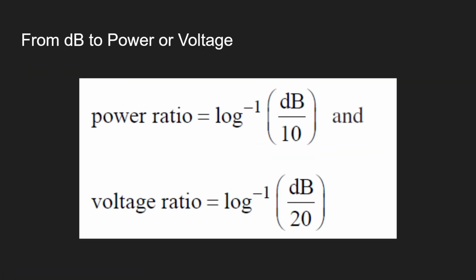Not tonight. Log to the -1 is just 10 to the power. Okay. We have just said dB watts. I'll emphasize this: dB watts equals 10 times log P in over P out. So if you have a dB here, you can move the 10 here, so it becomes dB watts over 10 equals log P out over P in.